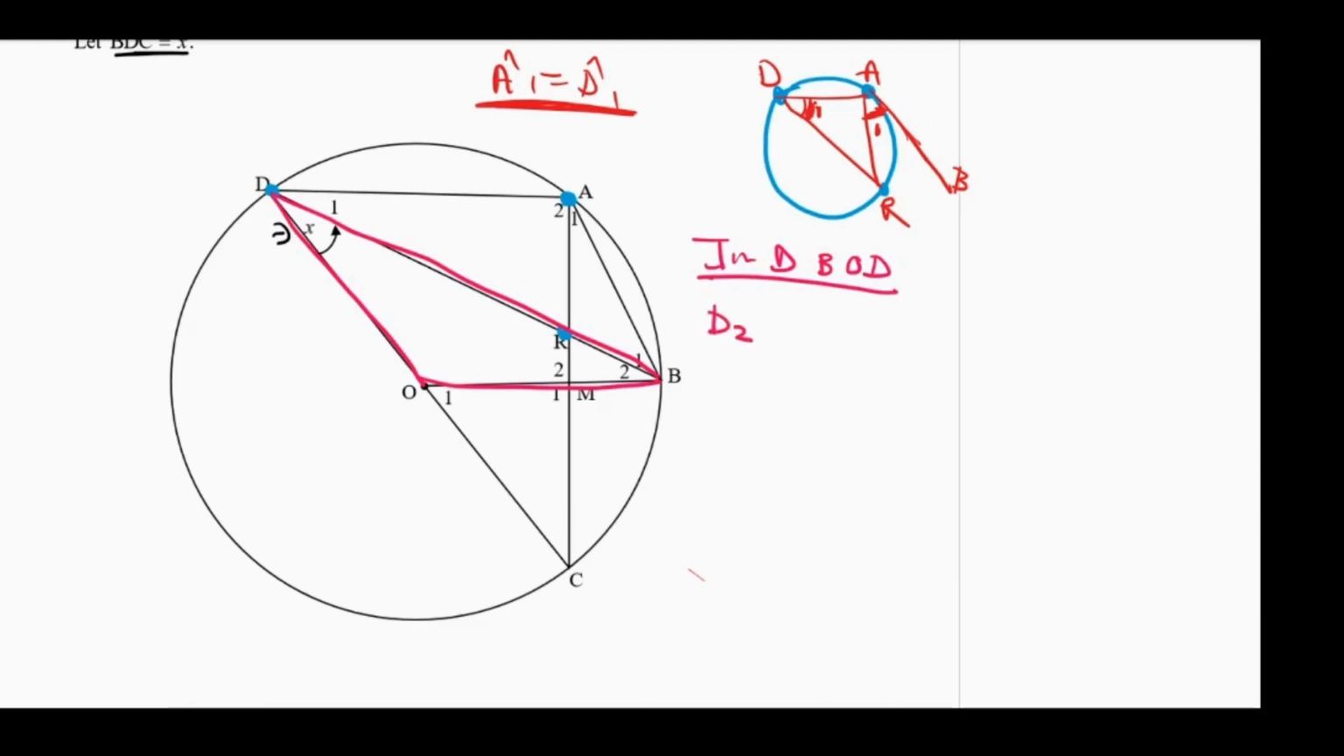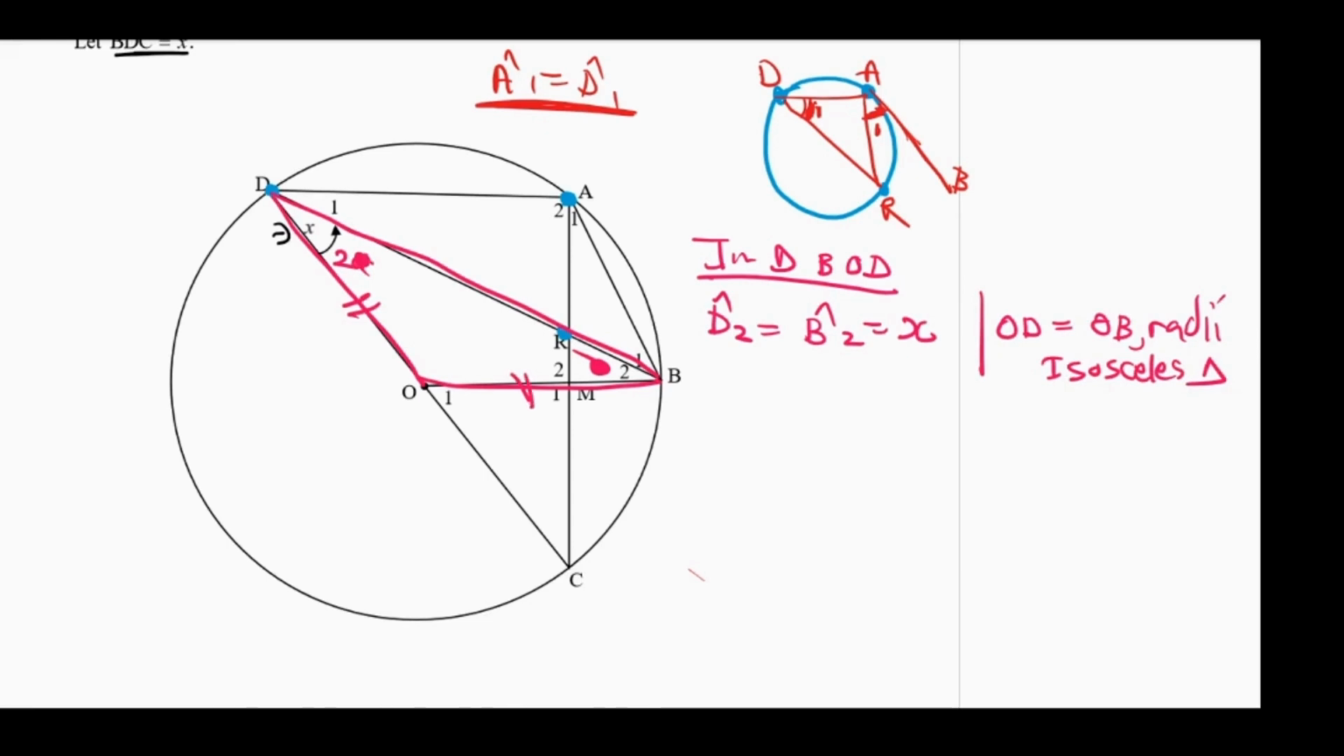Angle D2, which I call D2, is equal to B2. This angle here is equal to this angle here, which is equal to X. The reason for that is because OD is equal to OB. So they're radii, or you can just say it's an isosceles triangle, because this side is equal to this side, therefore the base angles are equal.